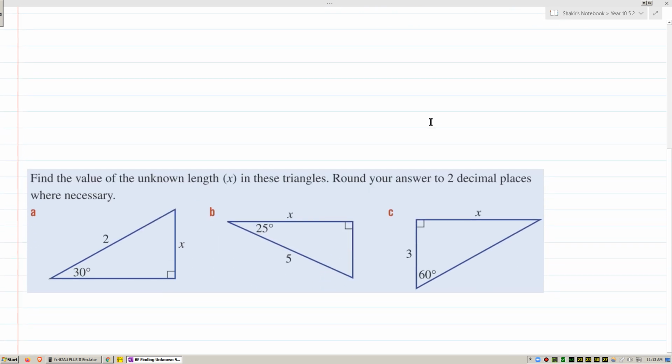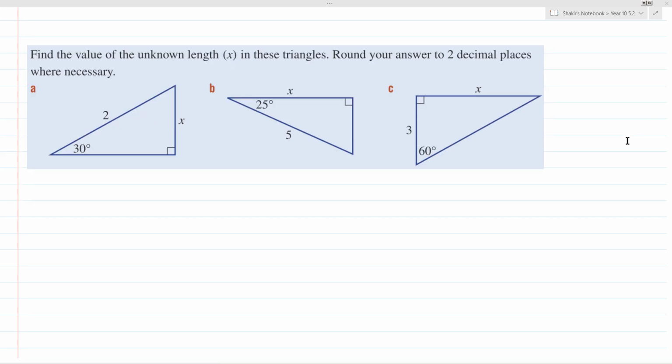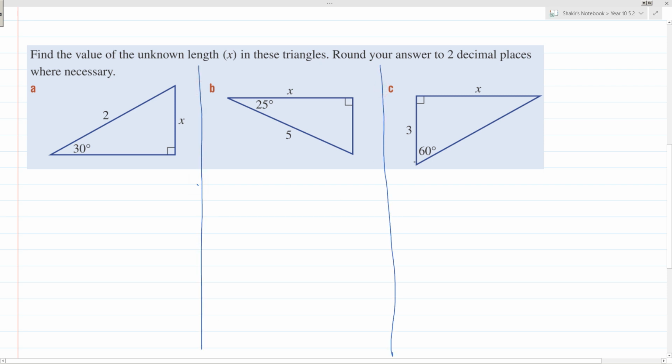Moving on to the type of questions you'll need to do. So these are the types of questions that you will need to do. I'll just draw a line, just so we can organize our work a little clearer. Let's start with A. Okay, so first thing you will want to do, you write down SOH CAH TOA.